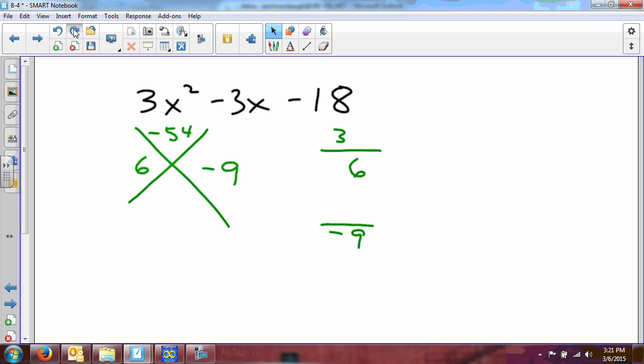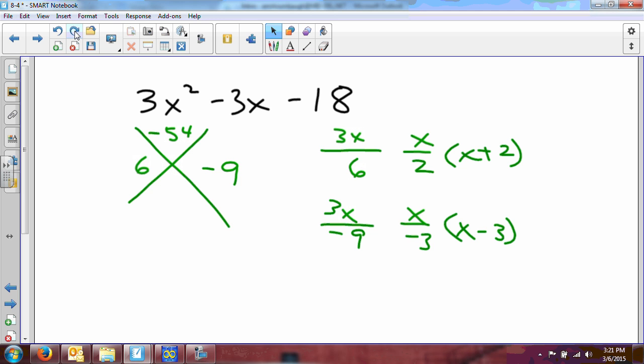So we're going to pull both of those. The 3x goes on top. 3 over 6 reduces to x over 2, and 3 over negative 9 reduces to x over negative 3. So I got x plus 2 times x minus 3.